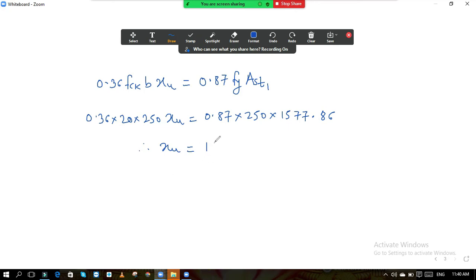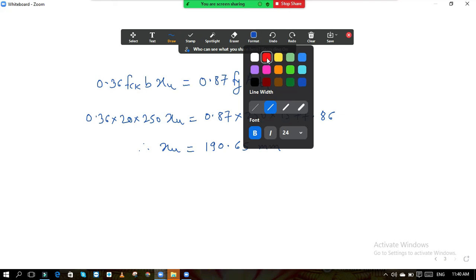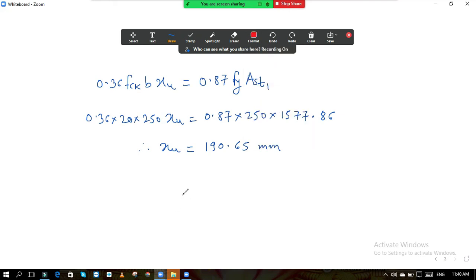It comes out to be 190.65 mm. Now compare the values. Here your Xu is less than Xu max. So what does it imply? It is an under reinforced section.